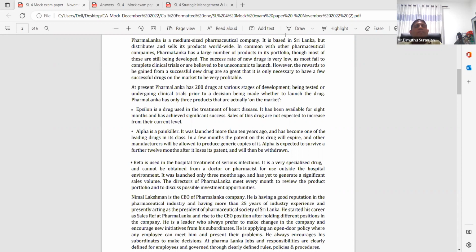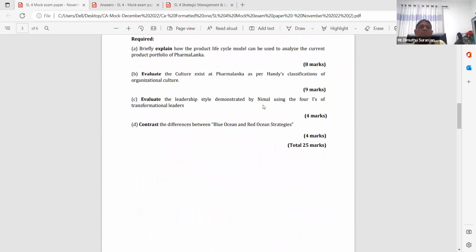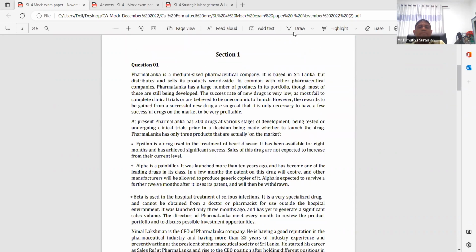So there is a very low possibility of getting anything from the introduction when you are answering the questions. If you look at all these parts, I don't think you need to worry about this para much.